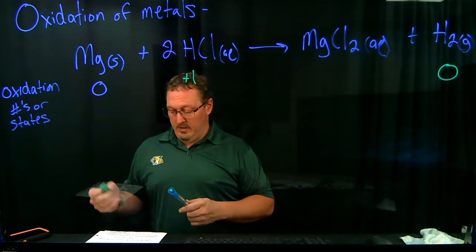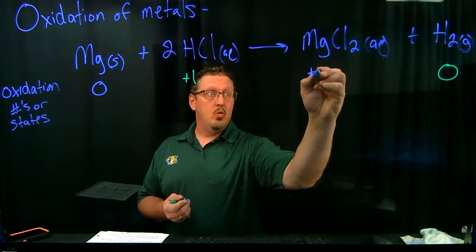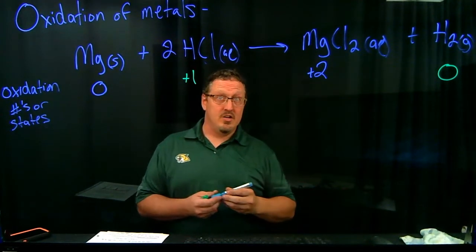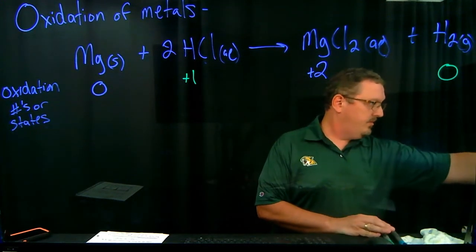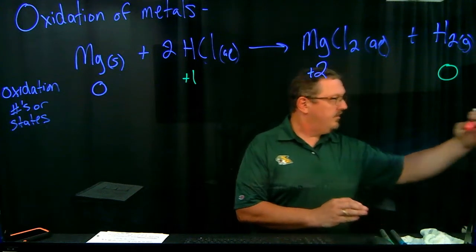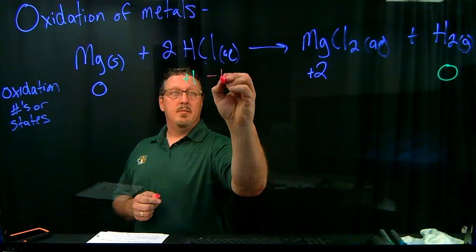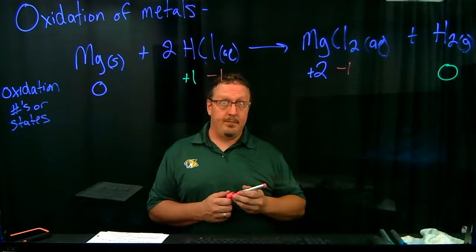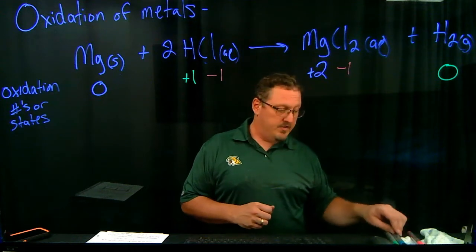Okay. The oxidation number of magnesium over here is +2. That's the same as its charge. We're going to talk about that in just a little bit. And then just out of habit here, we're going to write the oxidation number of the chlorine as well. That's a -1. That's a -1. Okay. Now, let's talk about how this changes and what doesn't change.